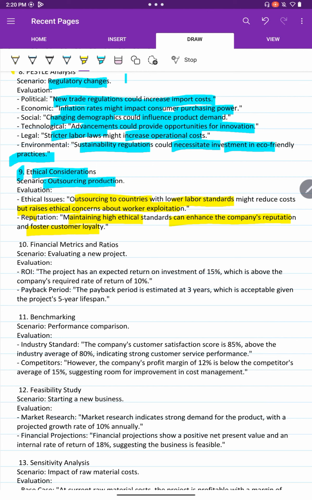So it means that it will be harming the reputation of our business. So if this is a scenario, we can maybe evaluate it on different ethical issues. And we have to see the financial metrics and ratios. So this is useful whenever you are going to evaluate a new project or any new strategy.